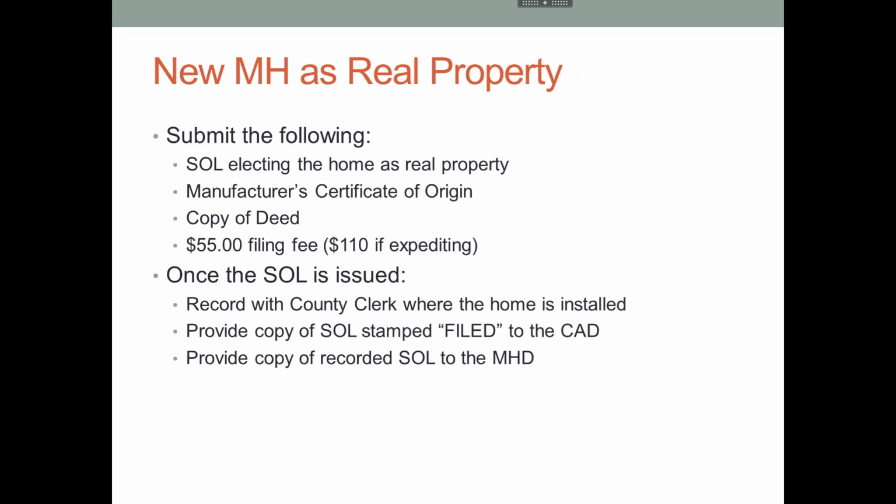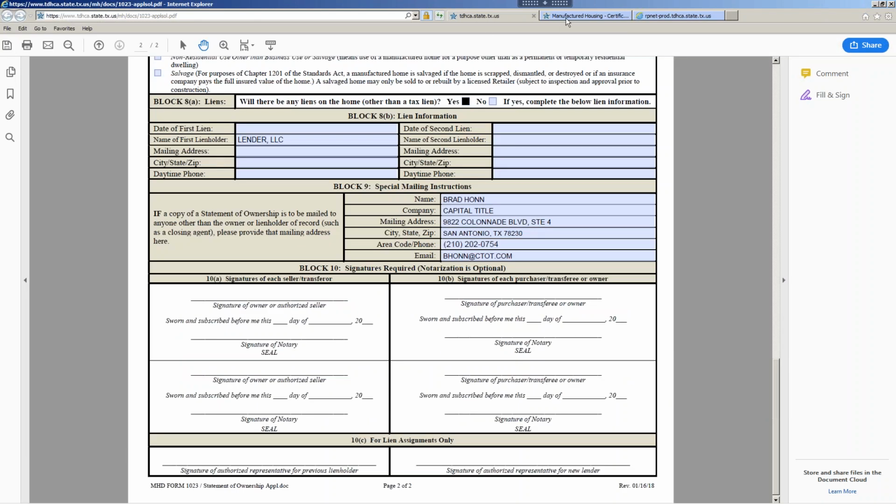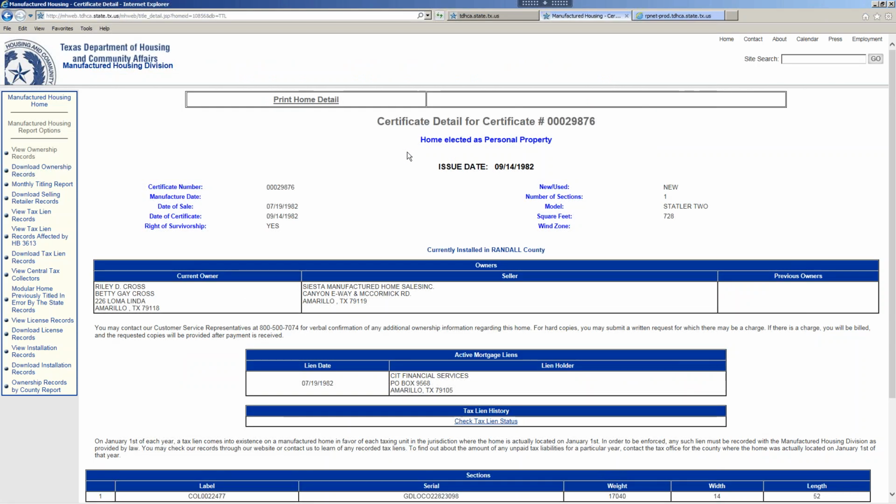And number 3 is, once the SOL has been recorded, you need to provide a copy to the manufactured housing division. And there's an email address you can use to do that, and I'll give that to you in just a little bit. But again, I want you to know that this process is known as perfection. And until you've fully completed this process, the mobile home itself is not going to be converted from personal to real property. So I'm going to show you what that generally looks like on a home detail.